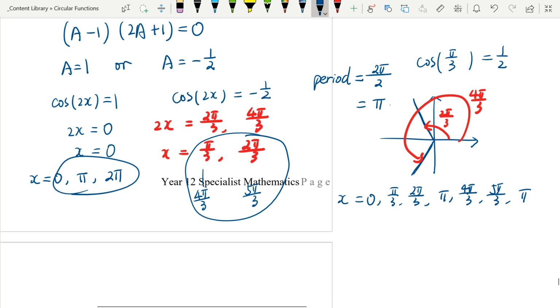What's the pattern for this sequence? Like 0, pi over 3, 2 pi over 3, pi. They're adding what? Pi over 3. So I can say x equals pi over 3 k, where k belongs to 0, 1, 2, 3, dot dot dot, until 2 pi, that's until 6. Okay, so that follows that sequence. And you don't need the last line. I just say you can see from that.